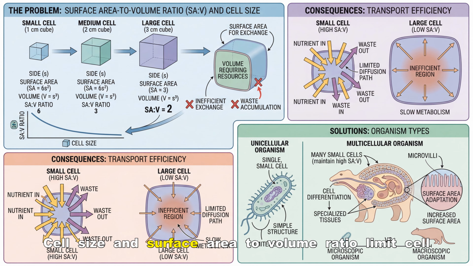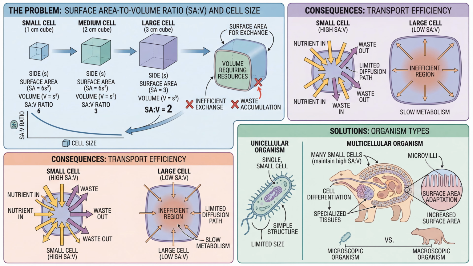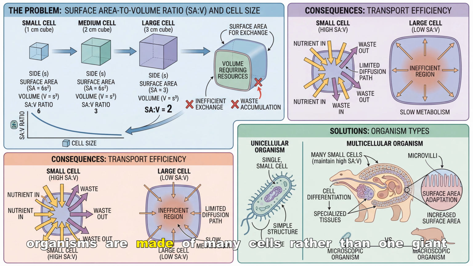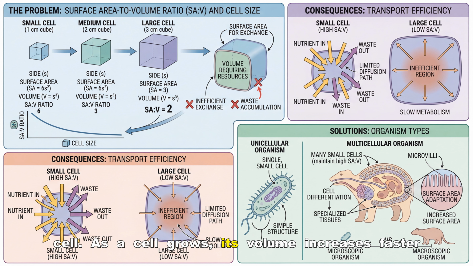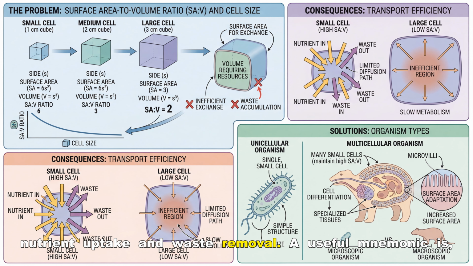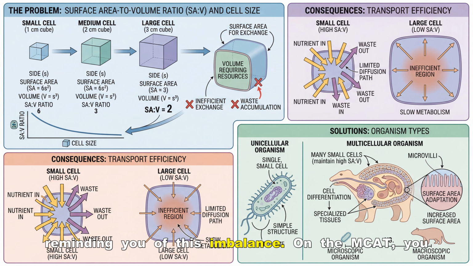Cell size and surface area to volume ratio limit cell growth and influence whether organisms are unicellular or multicellular. This concept is essential for understanding why cells remain small and why complex organisms are made of many cells rather than one giant cell. As a cell grows, its volume increases faster than its surface area, which reduces the efficiency of nutrient uptake and waste removal. A useful mnemonic is volume grows faster than surface, reminding you of this imbalance.